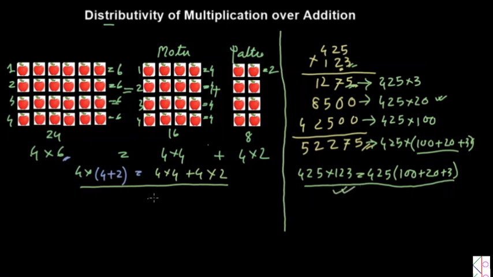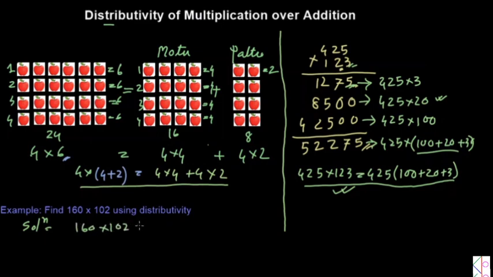Okay, so let me go to the next part. Let us take one example to find out the solution. Find 160 times 102 using the distributivity property. Here it is 160 times 102. So 102 should be distributed as 100 plus 2. We can write it that way also.